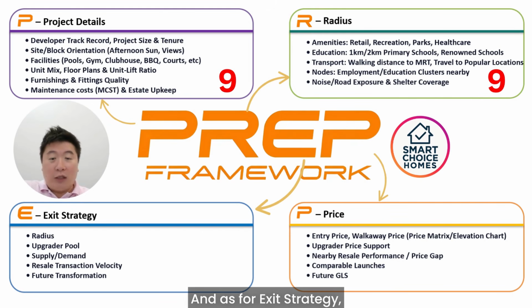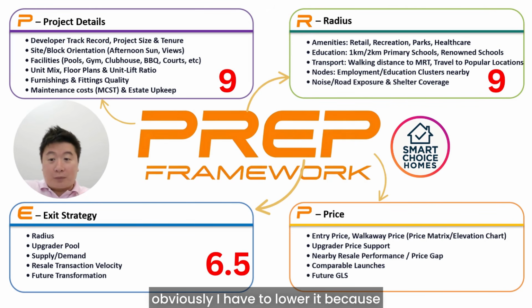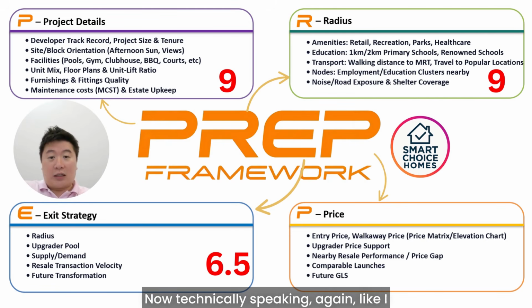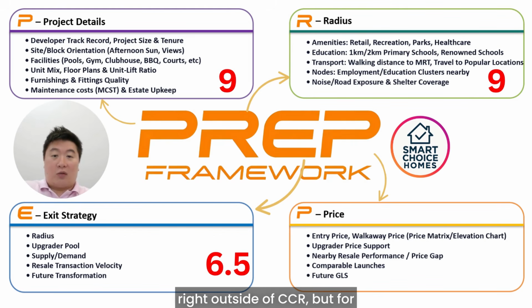And as for exit strategy, obviously I have to lower it because of the resale transaction velocity. Mainly it's because of the whole 60% ABSD impact for foreigners that actually does impact the CCR transactions. Now, technically speaking, like I said earlier, Zion Grand is right outside of CCR, but for all intents and purposes, if you want to take projects that are nearer to Zion Grand to compare, they are the ones in the CCR. So yes, there is the impact there.